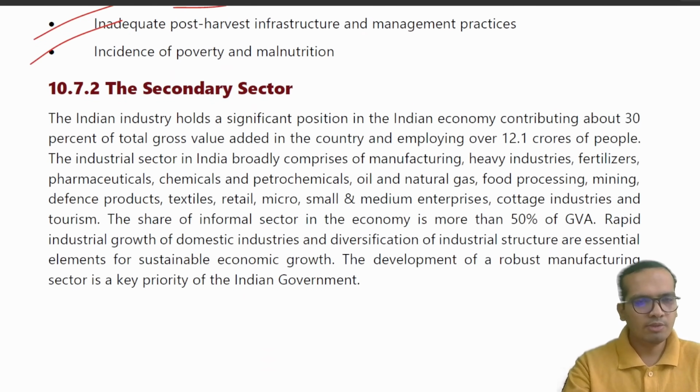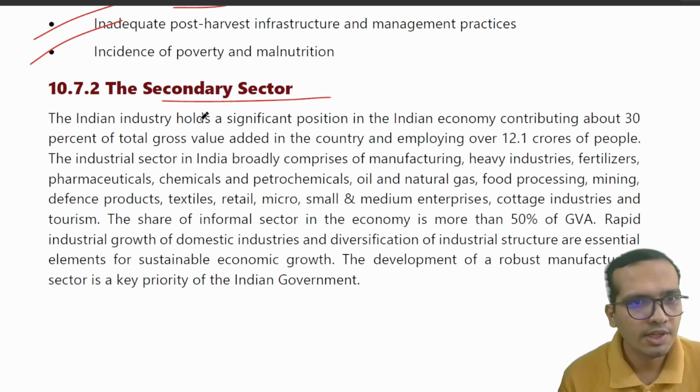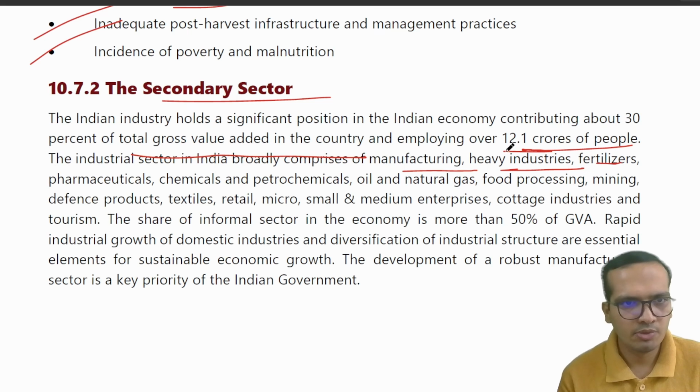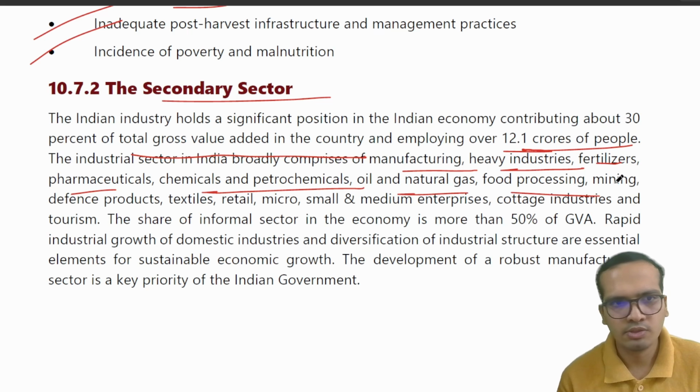Then we have 10.7.2, the secondary sector. The Indian industry holds a significant position in the Indian economy, contributing 30% of total gross value added in the country and employing over 12.1 crore people. The industrial sector in India broadly comprises manufacturing, heavy industries, fertilizers, pharmaceuticals, chemicals and petrochemicals, oil and natural gas, food processing, mining, defense products, textile, retail, micro, small and medium enterprises, cotton industries and tourism.